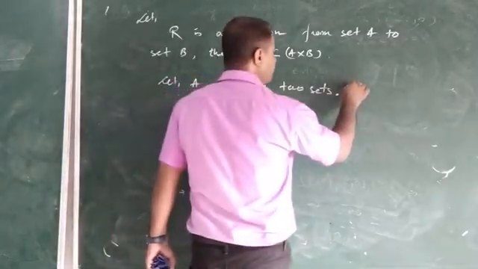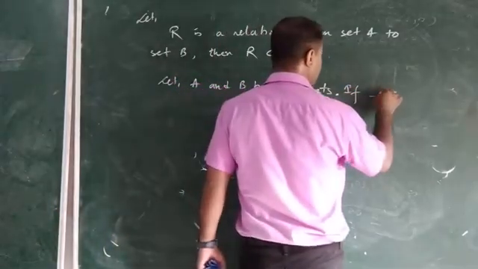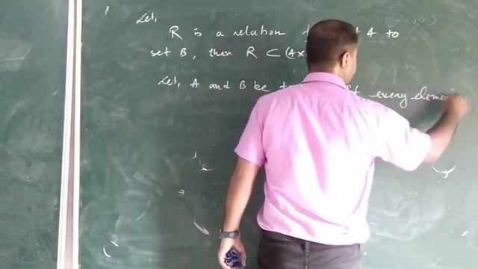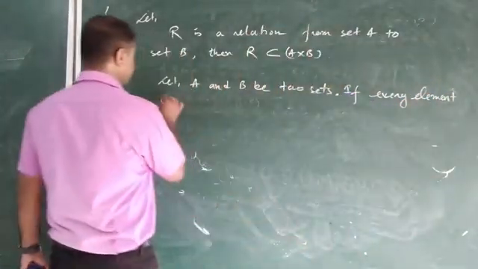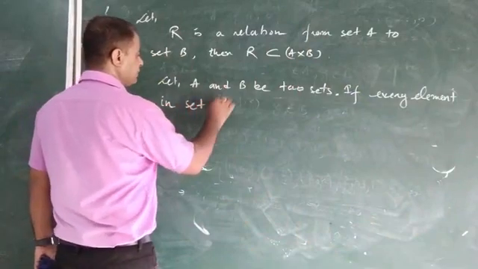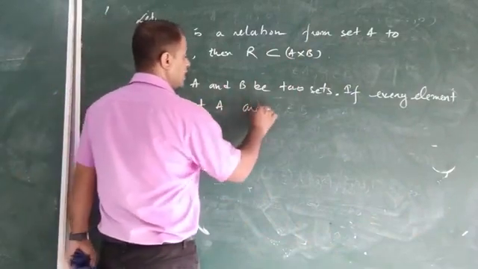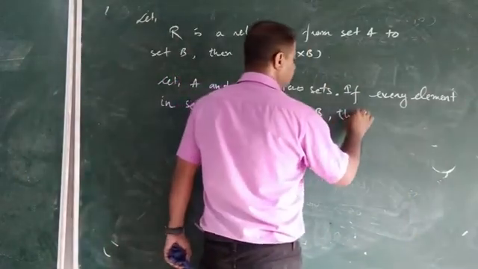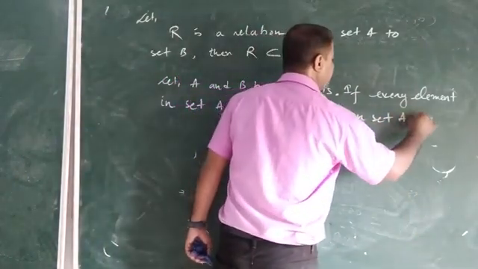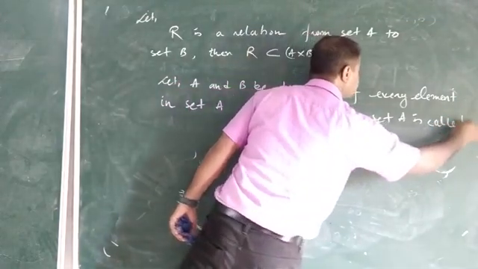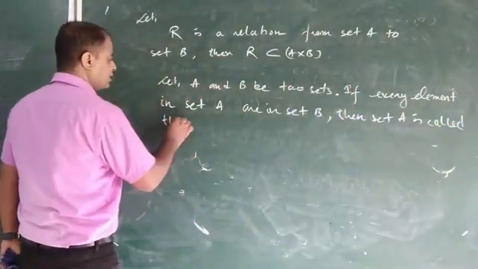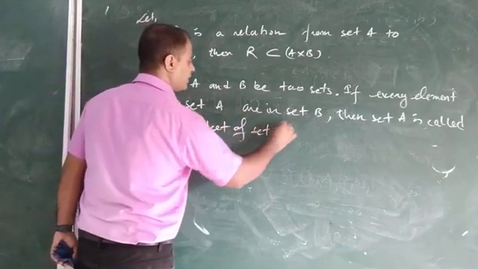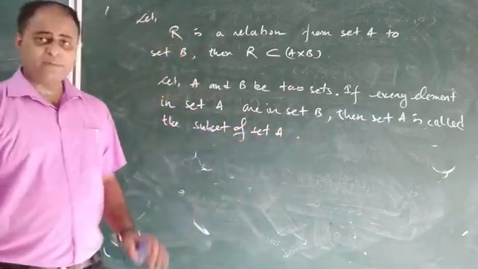If every element in set A is in set B, then set A is called a subset of set B. That means if we have two sets, A and B, and all the elements in set A are in set B, then set A is called the subset of set B.